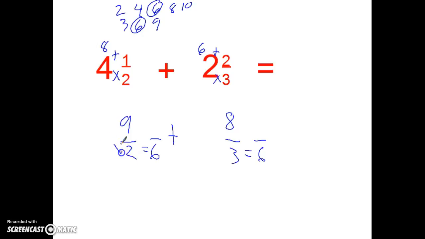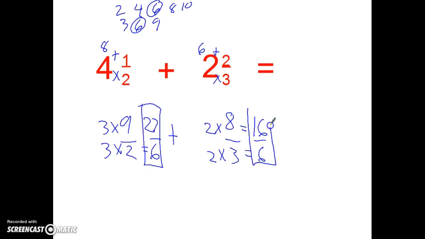So something times 2 would be 3. 3 times 9 is 27, 27 sixths. There's one of my new numbers. Something times 3, that would be 2. 2 times 8 is 16. So I have 27 sixths plus 16 sixths. 27 plus 16. 7 plus 6 is 13. 1, 3, 4. 43 sixths.